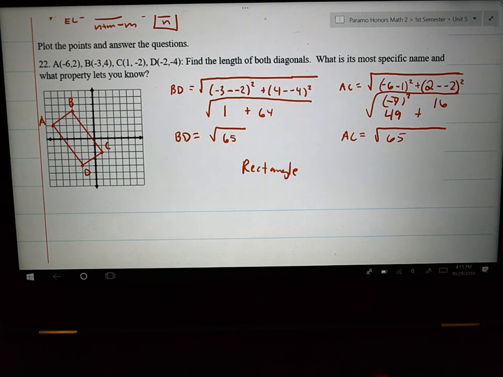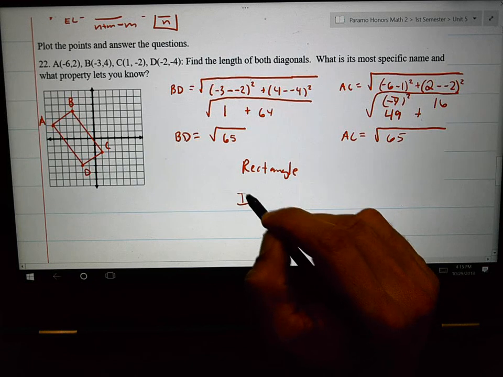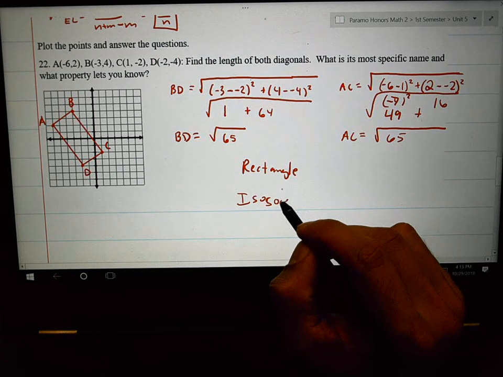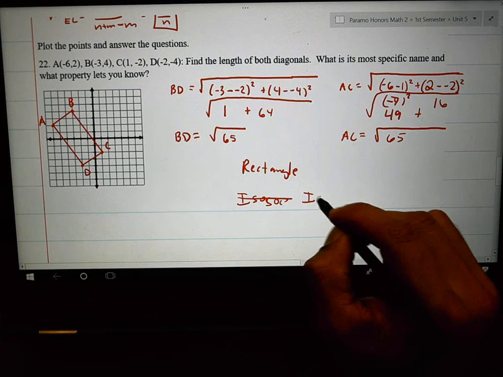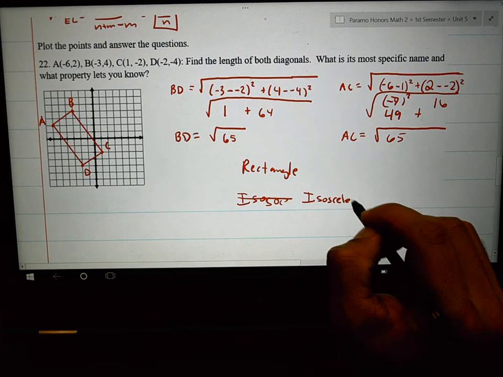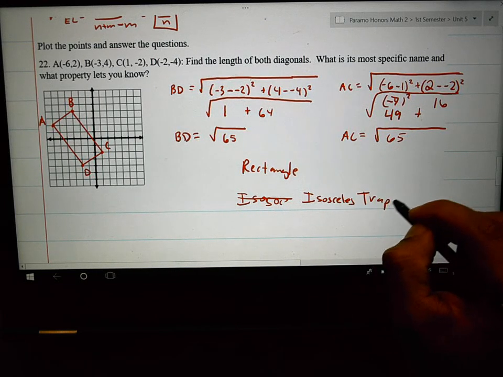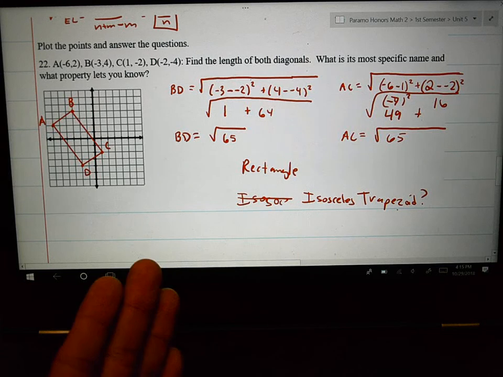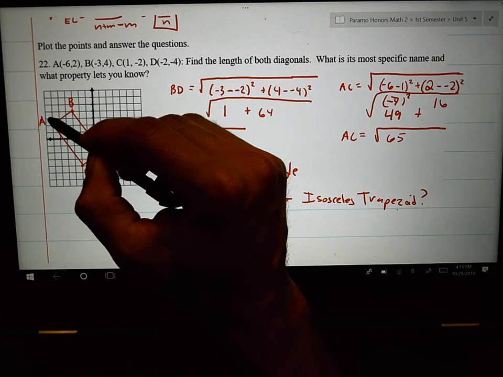So this is where I'm going to write, is it an isosceles? I don't even know how to spell that. There you go. That's my question. And so I have to check. The only way that I can check is I could probably check the slopes or the rise over the run. Let me check this slope.